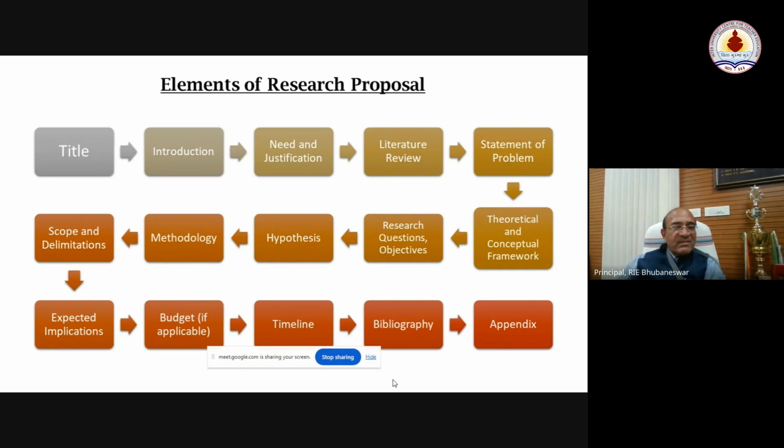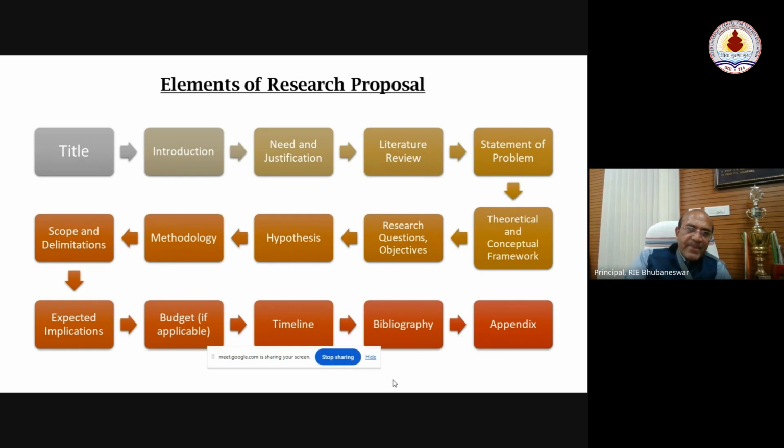Then timeline, that is again important. Even some funding agencies give timelines. Even we also have time constraints. So timeline is important. Bibliography is important because this study should be disseminated, so others should know what type of sources have been used in establishing research outcomes. And certain appendices are also there, which are not kept in the main text, but are kept at the end of the thesis.